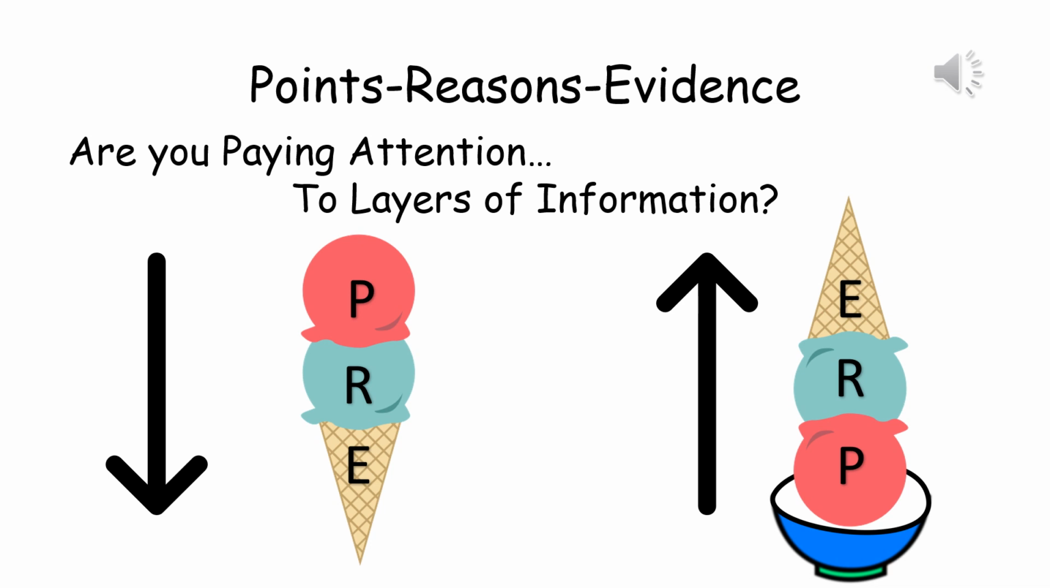So today we're going to use the points, reasons, and evidence strategy. We're going to pay attention to how the author layers the information in the text. Sometimes an author will start from the point. They'll just make the point, and then they'll give reasons and evidence. Other times the authors will start with evidence and reasons and then tell you their point at the end. So that is our job, to figure out which way this author is presenting the information.